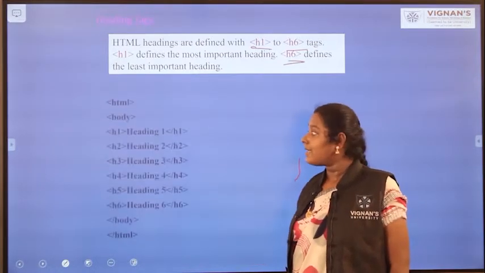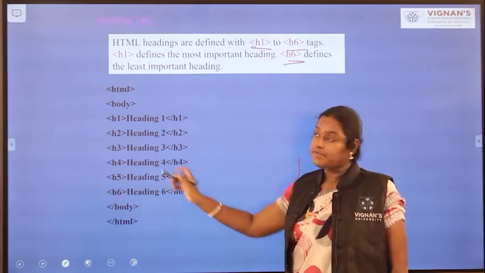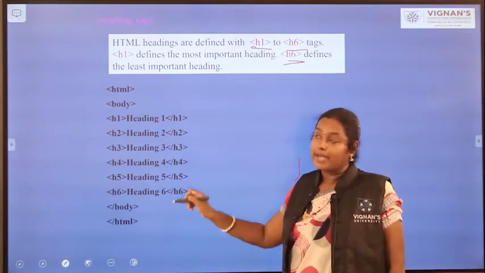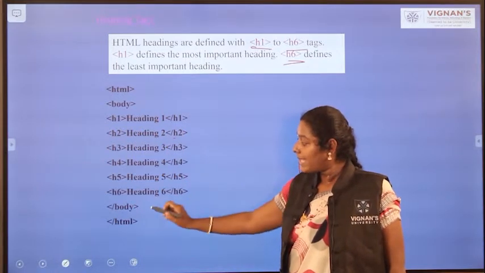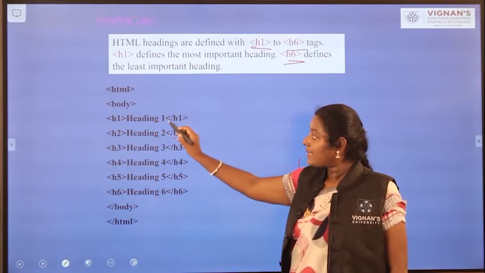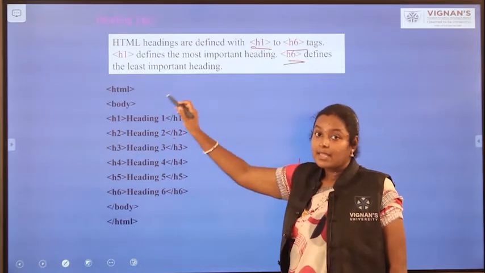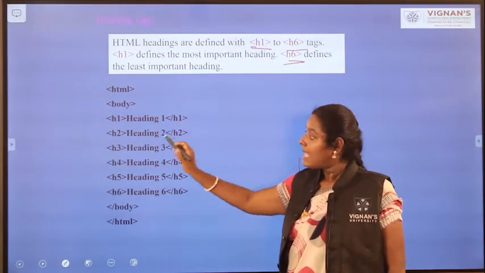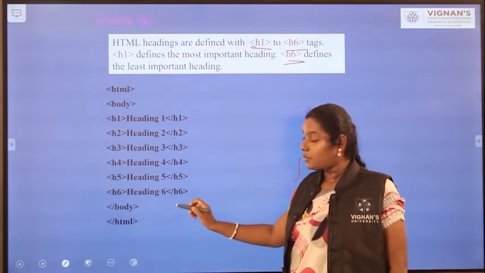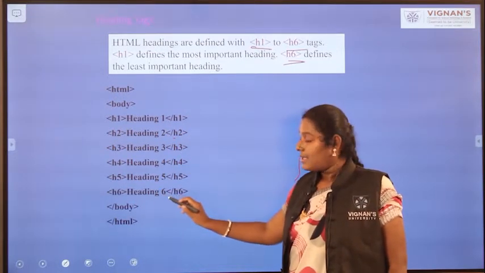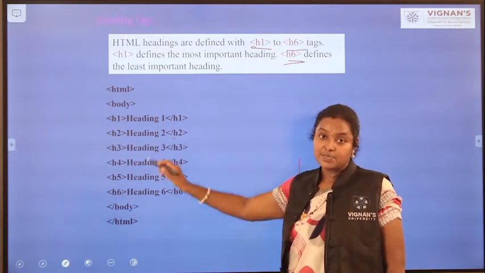So you can see here an example displayed in this video. Within the body I am writing all the heading tags, that is from H1 to H6. In the H1 tag I have written heading 1, in the H2 I have written heading 2, in the H3 heading 3, like this up to H6, I have written heading 6 content in the corresponding tags.